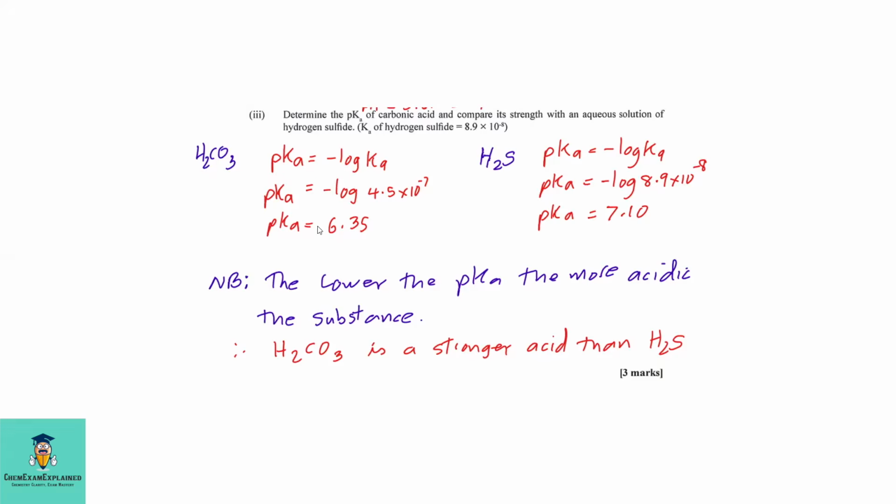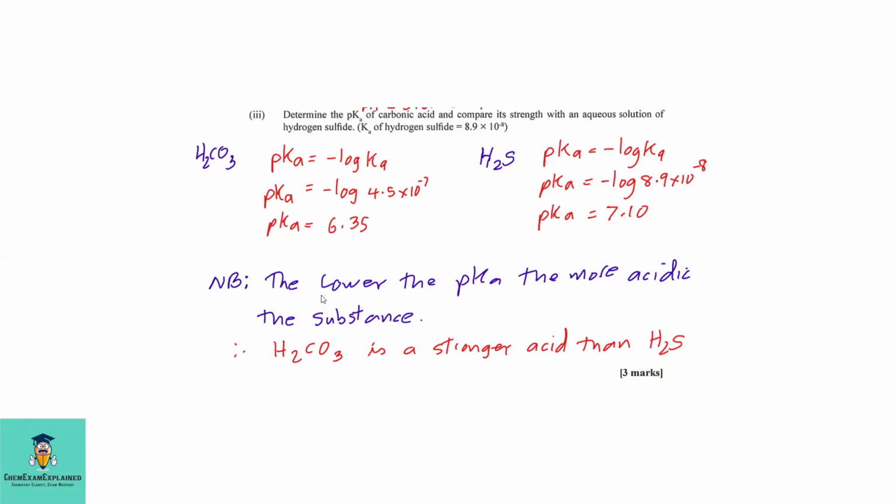Therefore, pKa is equal to minus log 4.5 times 10 to the minus 7, which is equal to 6.35. We are going to use the same equation to find the pKa of hydrogen sulfide, given the Ka of H2S to be 8.9 times 10 to the minus 8. So the pKa is equal to minus log 8.9 times 10 to the minus 8. pKa is equal to 7.10.